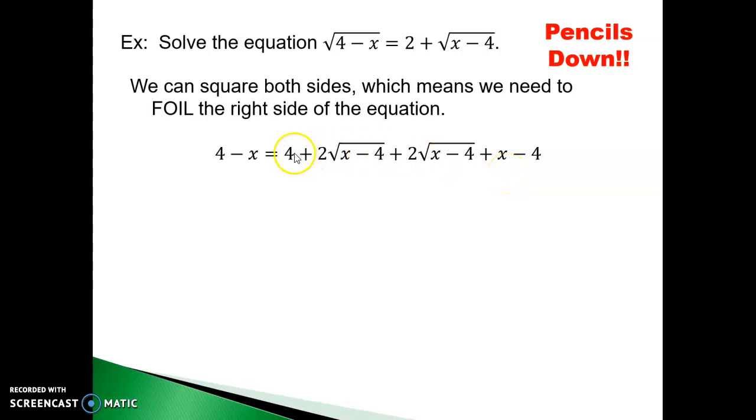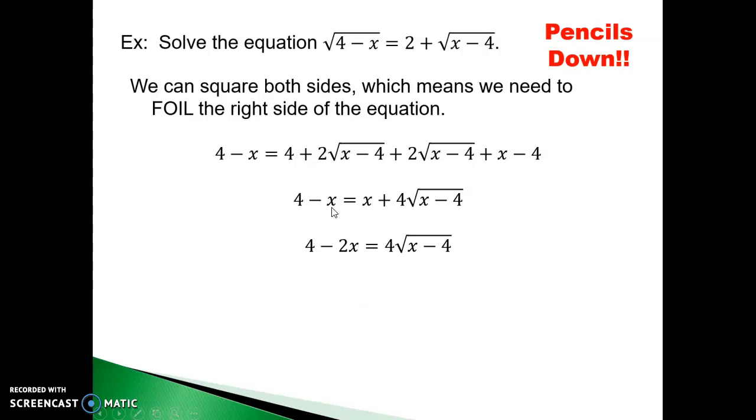So if I clean up that right-hand side, I have a positive 4 here and I have a negative 4 here. So those would cancel. And so that would leave us with x plus, and then I've got 4 times the radical because 2 plus 2 gives me 4. So then I could subtract x from both sides.